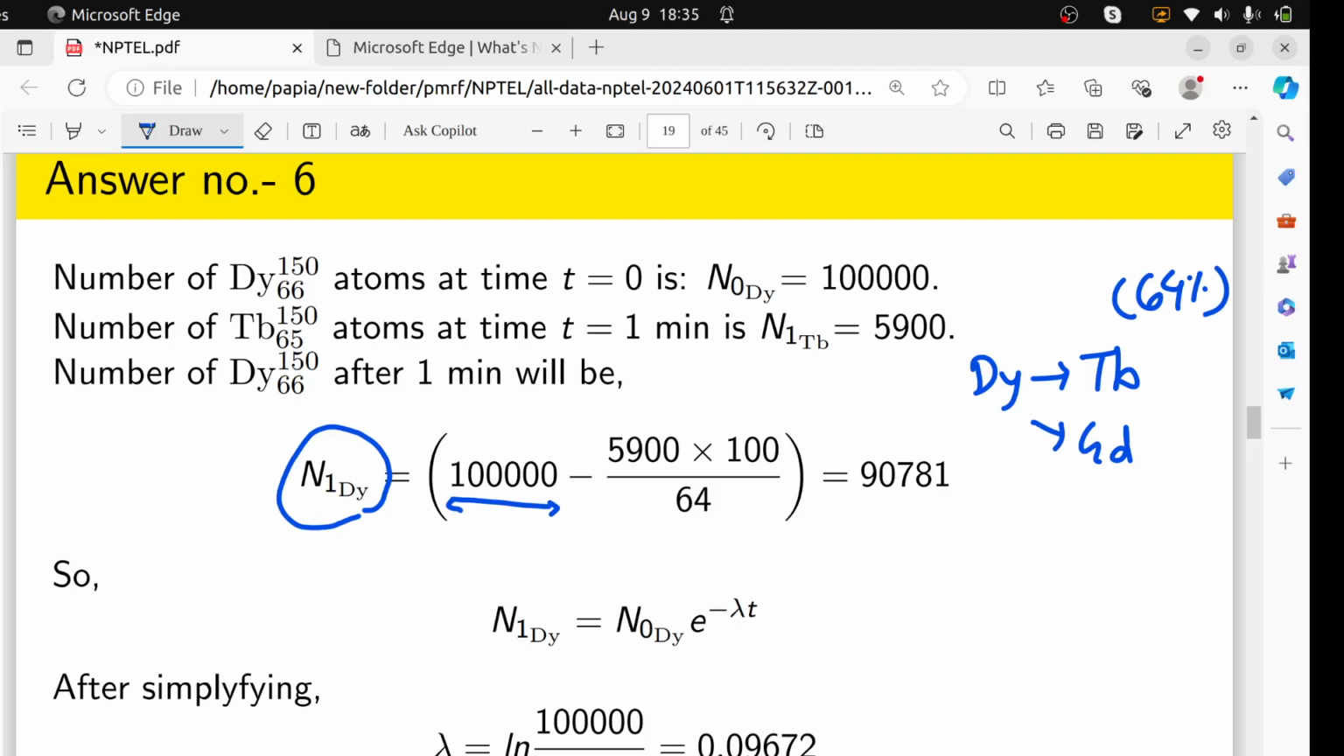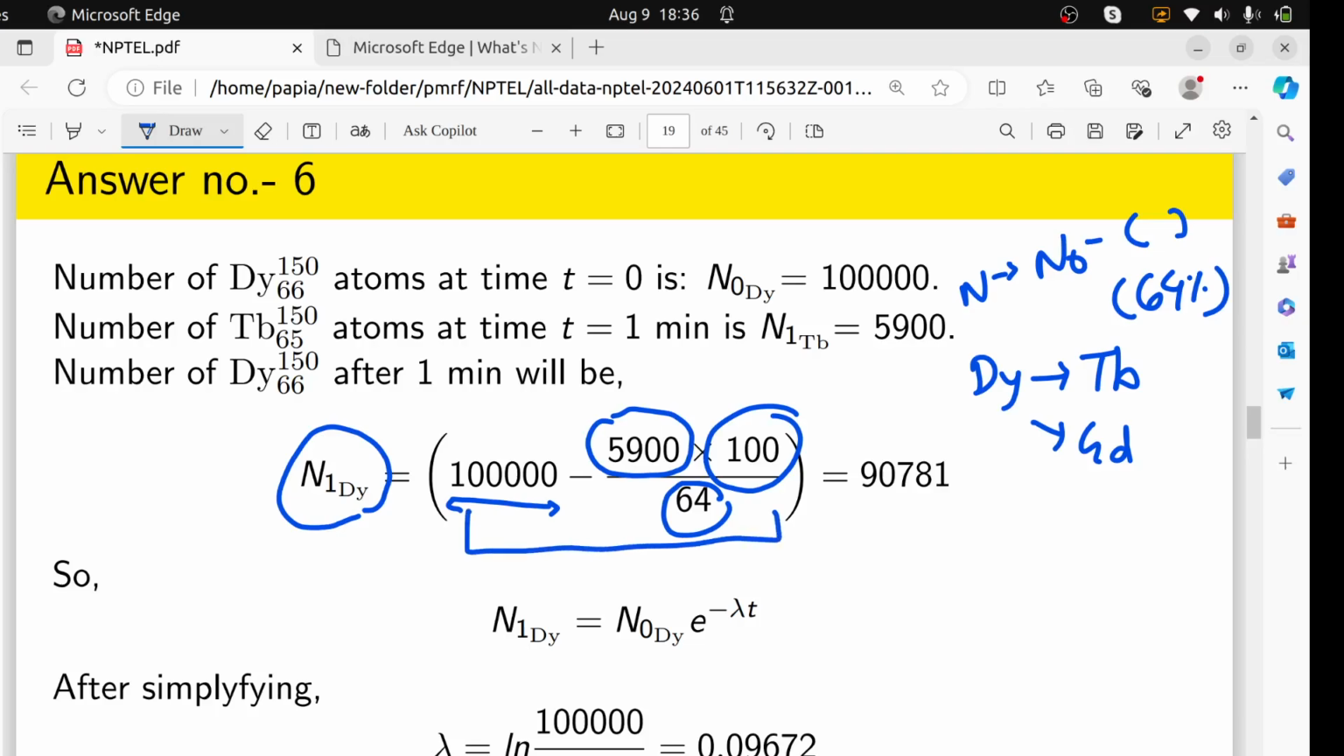So N will be how much? N will be, as I told you, N0 minus something. So what is something? 5900 is for TB, which is 64%. So 64% of 1 lakh, that will be 1 lakh minus 5900 into 100 by 64. That will give us N1 of Dy. Okay.